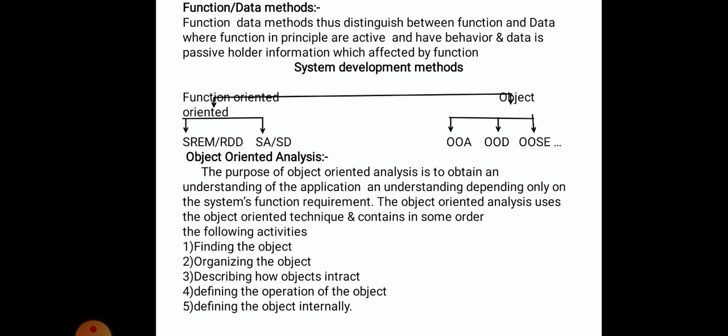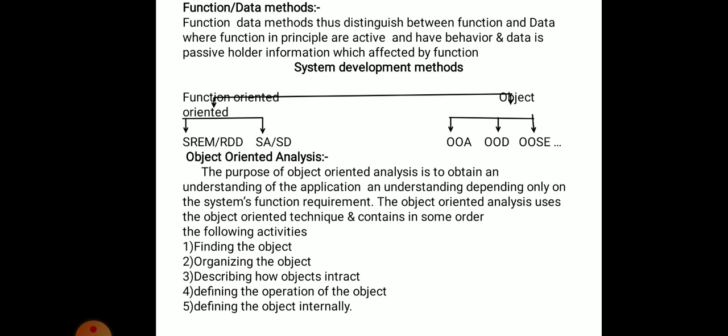Next one is organizing the objects. In the first activity we identify how many or which objects are involved in our system. Then in the second activity we arrange those objects in a proper manner. Here we will use relationships, inheritance, generalization, like that.